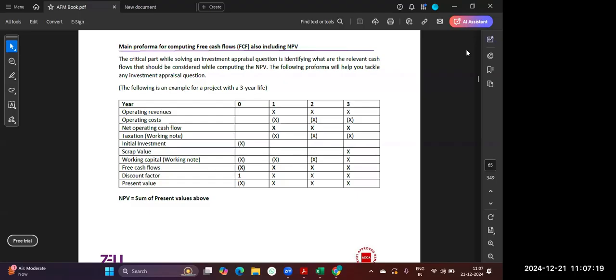Okay. Yes. So we will start with our operating revenues. That is what is my revenue. Then we have our cost. We'll come to our net operating cash flow. We'll come to taxation. We'll do our initial investment.